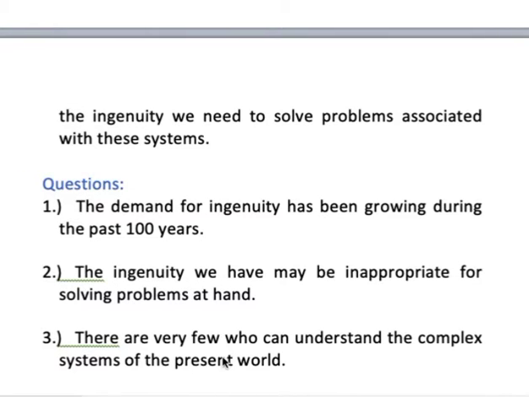Now, the questions are: the demand for ingenuity has been growing during the past 100 years. This is question one. The ingenuity we have may be inappropriate for solving problems at hand, and there are very few who can understand the complex systems of the present world. Now, these three were the questions which were related to this passage, which I have just read out.